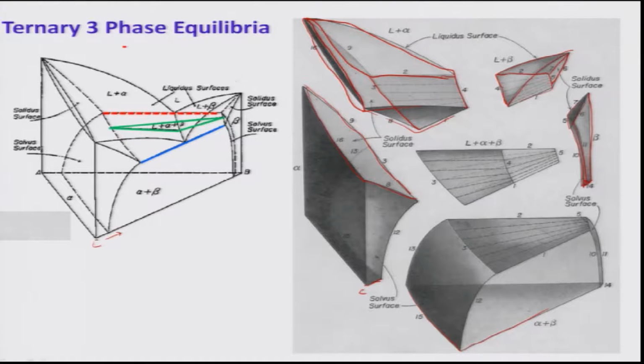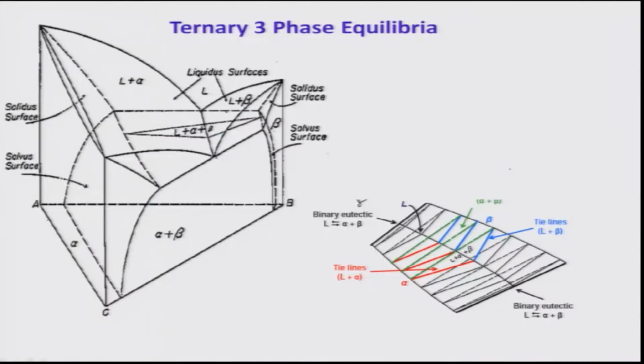But liquid plus alpha plus beta is what is more important. It is like a lot of triangles, correct. All the triangles are shown here exactly the way I have drawn in this picture. These are the different phases: one is single phase alpha and beta, the second is two phase, liquid plus alpha, liquid plus beta, or alpha plus beta, and liquid plus alpha plus beta consists of these triangles, correct.